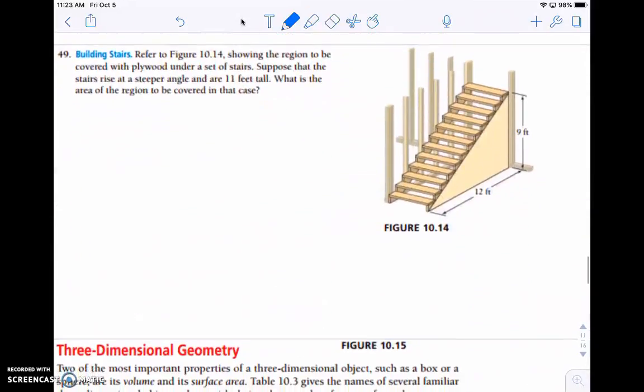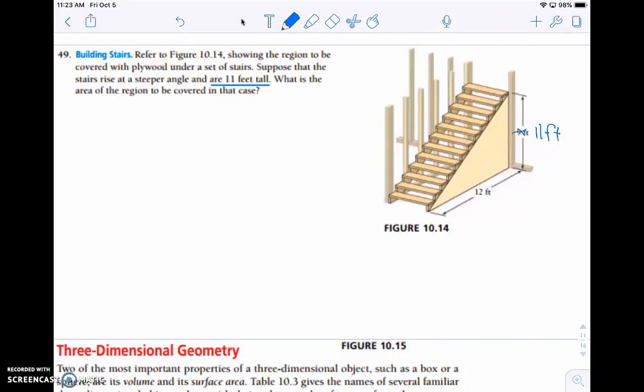Okay, this next question is looking at figure 10.14 and building a staircase. If you look in the textbook, you can get the context of figure 10.14. But suppose that the stairs rise at a steeper angle and are 11 feet tall. So instead of 9 feet here, these stairs are going to be 11 feet tall now. What is the area of the region to be covered in this case?